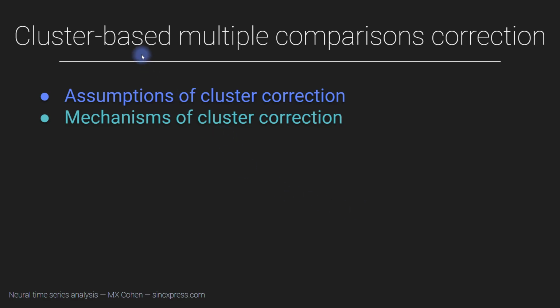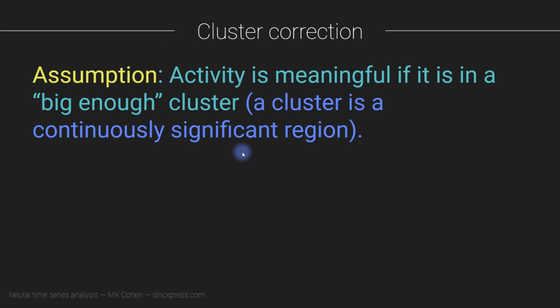So here we are, cluster-based correction of multiple comparisons. I will talk about the assumption underlying cluster correction. That's an important assumption to keep in mind. And then I'll talk about the mechanisms of how it actually works. So let us start with the assumption.